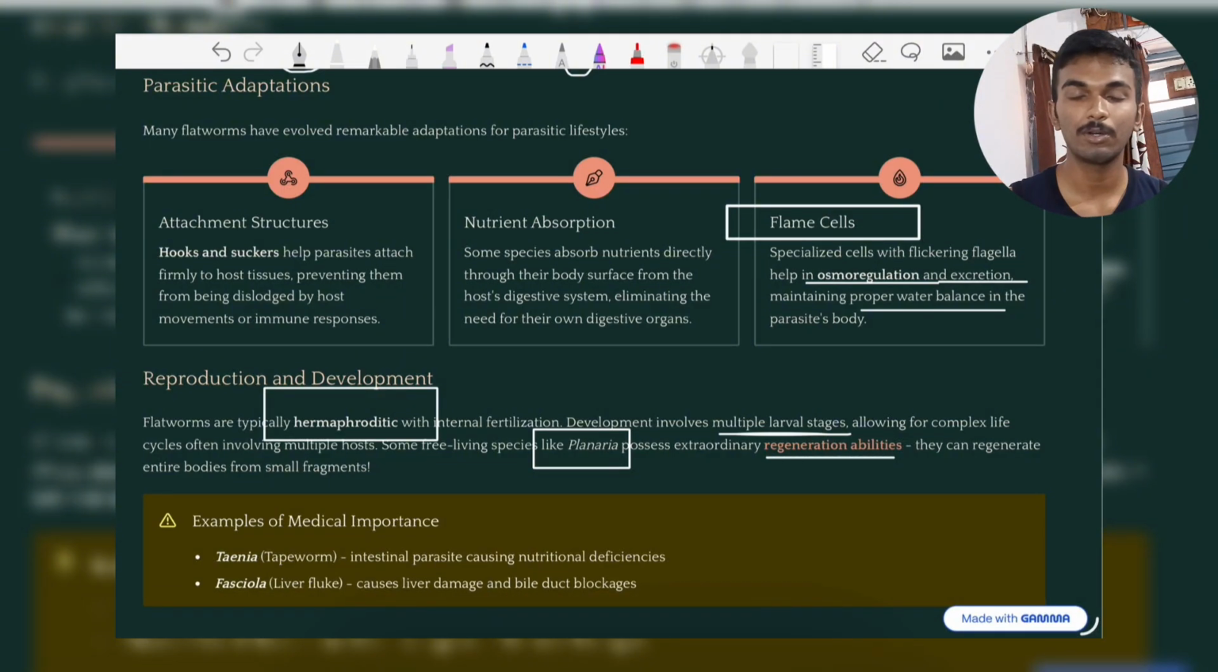They are basically God. Examples of medical importance: Taenia, the tapeworm, and Fasciola, the liver fluke. Taenia is an intestinal parasite causing nutritional deficiencies. It is found in the small intestine. Fasciola causes liver damage and bile duct blockages.